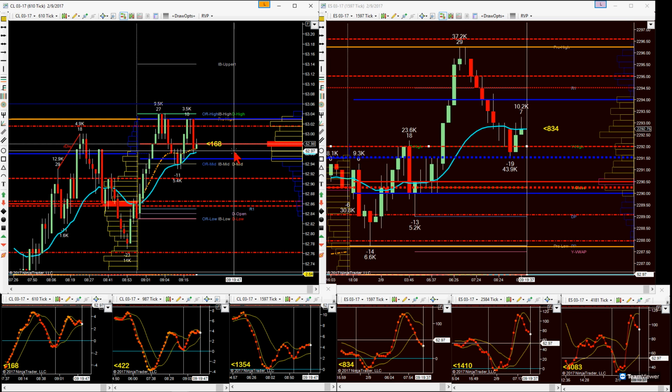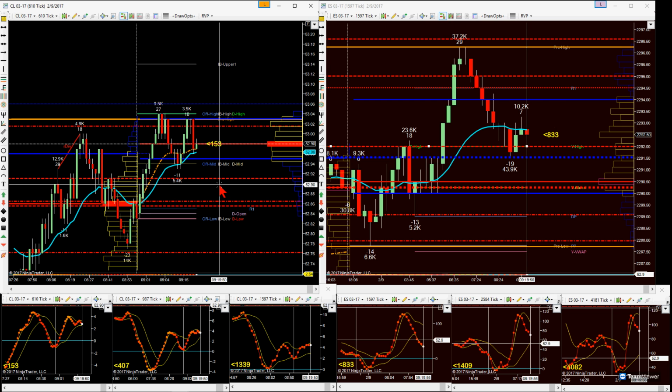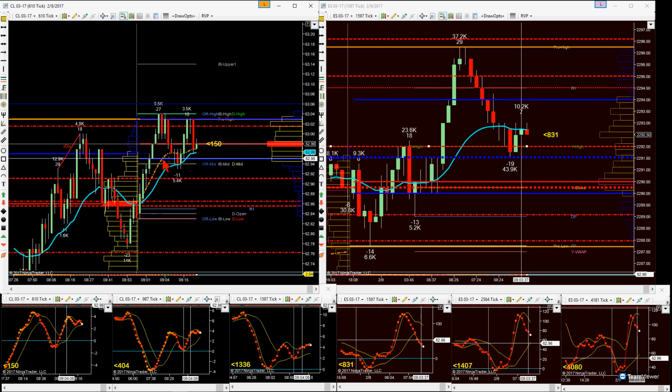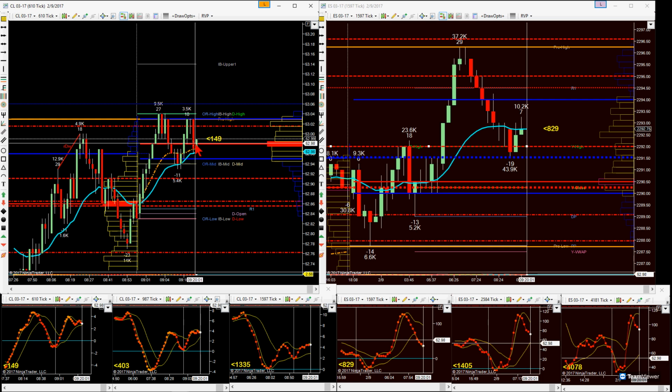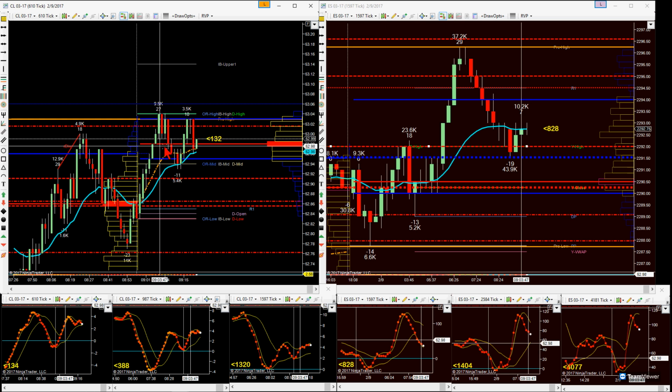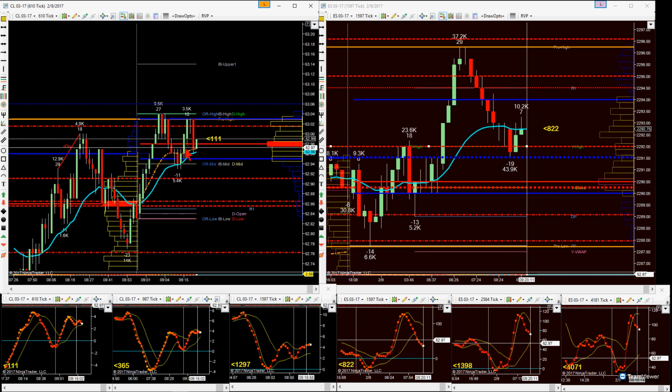Remember, the longer we stay in consolidation, the more energy we're building up for the next move. Don't know which way that move is going to be. Still no real divergence. 610 has a nice negative divergence at the high of day, but we're not really getting any correlation between that and the other two. Certainly not enough to excite us.